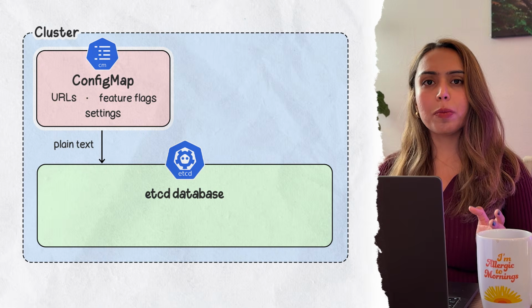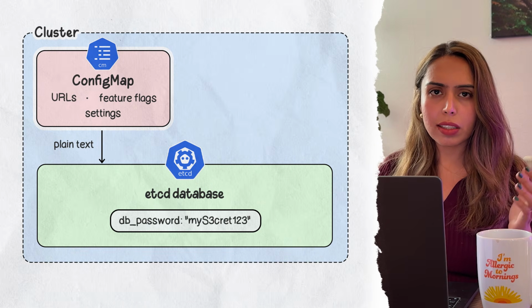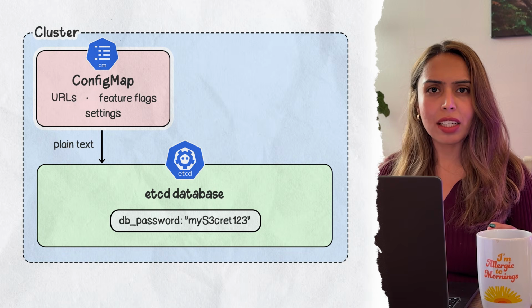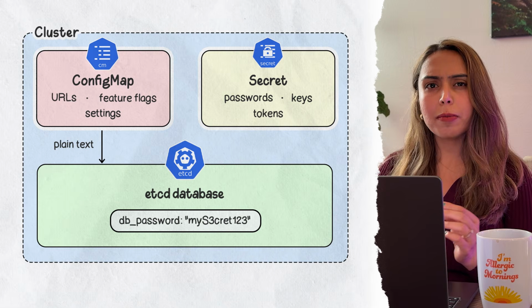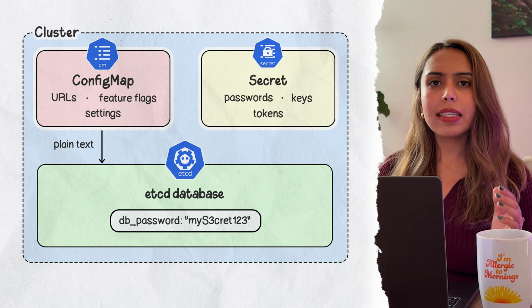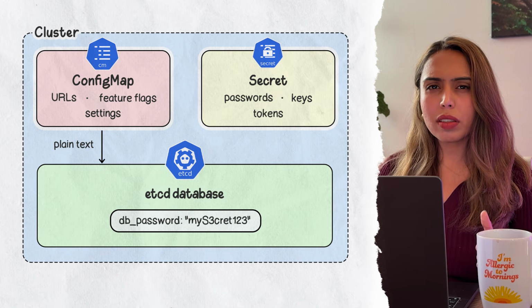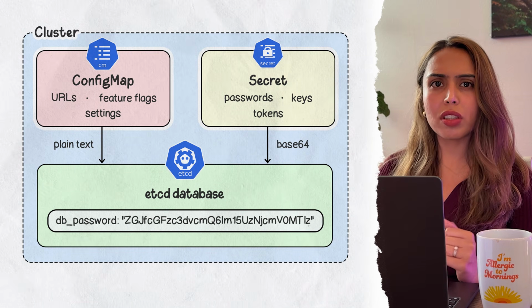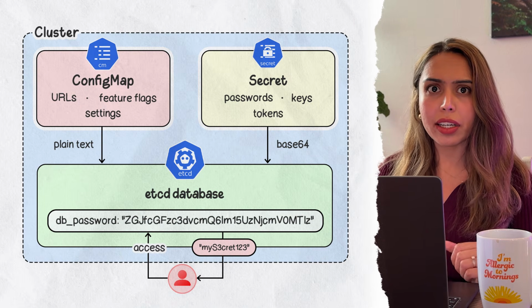The mistake here is putting sensitive values in config maps. Now imagine your database password is sitting in etcd in plain text with nothing protecting it. That's not right. A secret, on the other hand, is meant for sensitive stuff. But here's where most people get it wrong. A secret isn't encrypted by default before the information is stored in etcd. Kubernetes simply base64 encodes the value. That's not encryption. Anyone who can access the data can decode it in one command.